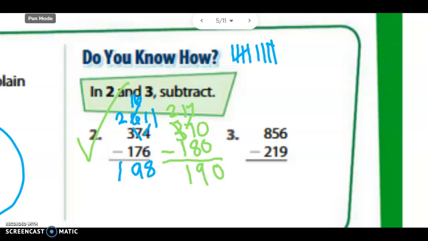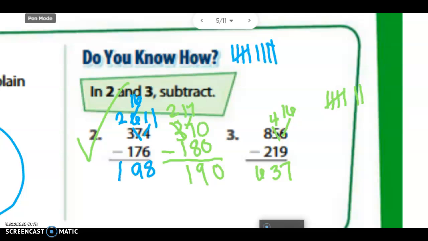Number 3. 6 minus 9, there's more on the floor. I need to go next door, take away 1, and add 10 more. 16 minus 9. Remember, I can count up from the bottom up. 9, 10, 11, 12, 13, 14, 15, 16. The difference is 7. 4 minus 1, more on top, no need to stop. 8 minus 2, more on top, no need to stop.